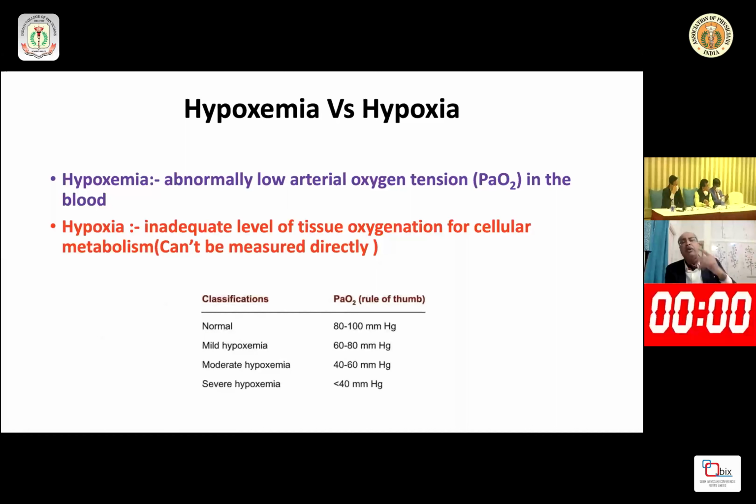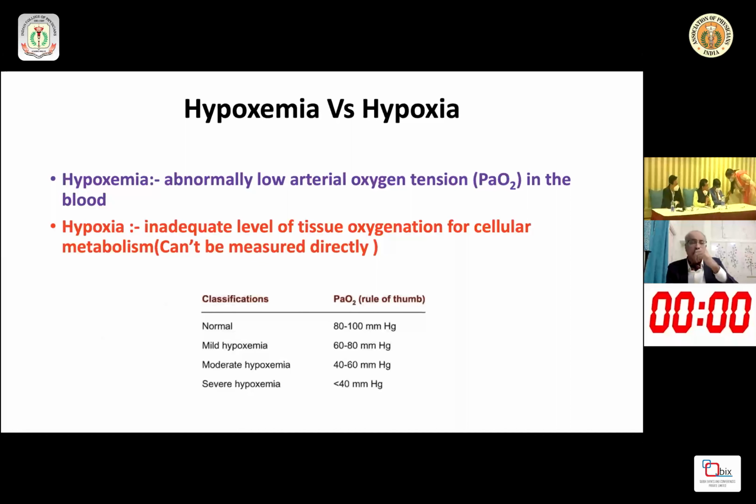Hypoxemia is abnormally low arterial tension in the blood. That's how we define it. Hypoxia is the tissue oxygenation for cellular metabolism, and you cannot measure it directly. But what is very important is that one is the observed value, and the other is a pathophysiological process. So this is how we look at it.